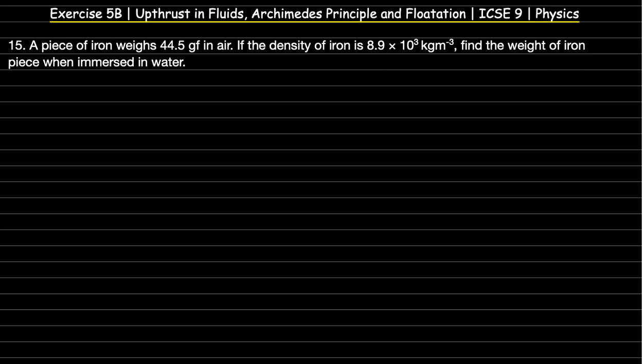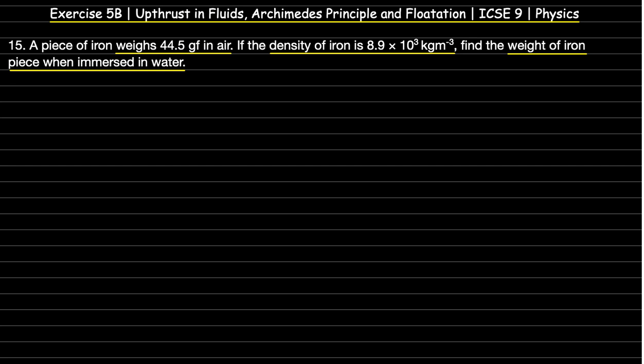Starting with the 15th question, a piece of iron weighs 44.5 gram force in air. So weight in air is given as 44.5 gram force. The density of iron is given as 8.9 into 10 to the power of 3 kg per meter cube. We need to find the weight of the iron piece when it is immersed in water. So it's a simple problem. We would be finding the relative density first, and then by using another formula for relative density, we would be getting the weight in water.